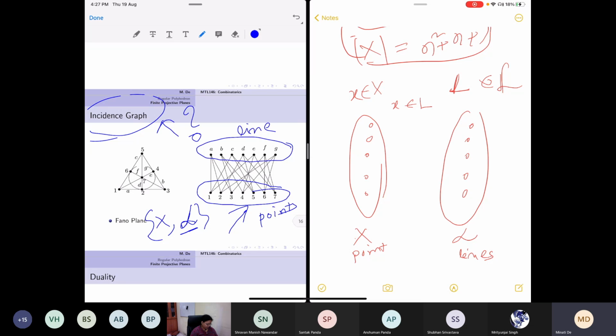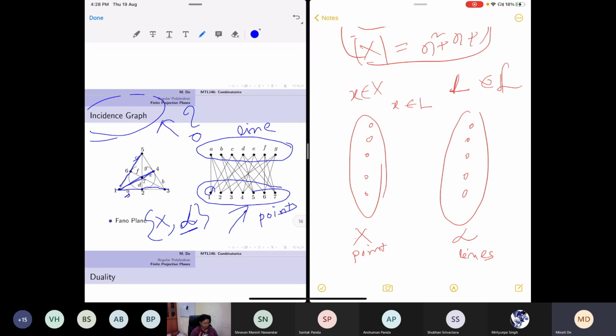Now you can see that point 1 is incident to how many lines, right? It is incident to line A, line C, and line E. So I have drawn edges from 1 to A, 1 to C, and 1 to E, right?